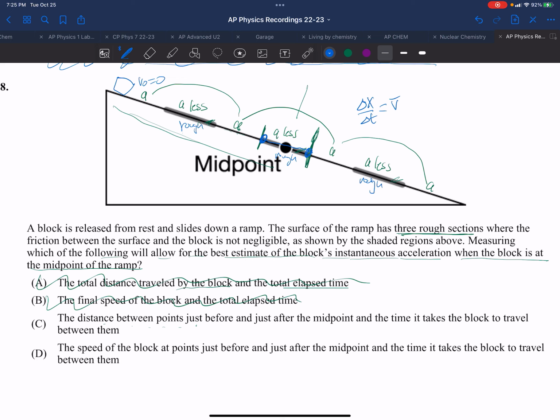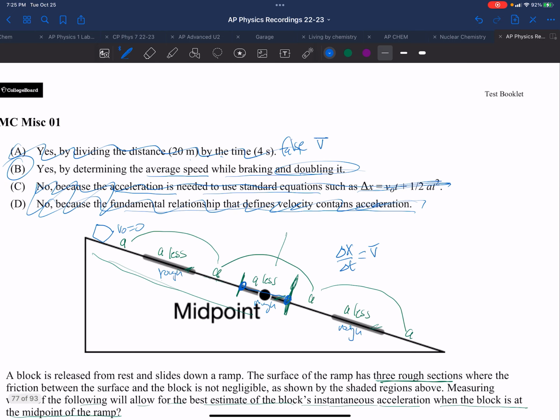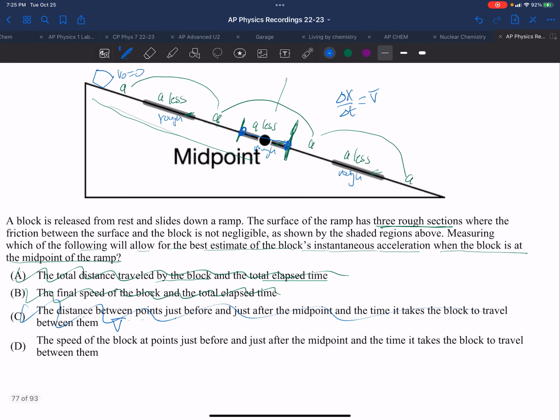So it can't be c because that's only going to give us the average velocity. So we're down to d, and there's no choice e, so it must be choice d. But let's see if we can figure out why, or if we made a mistake and it's really a, b, or c. The speed of the block just before and afterward.